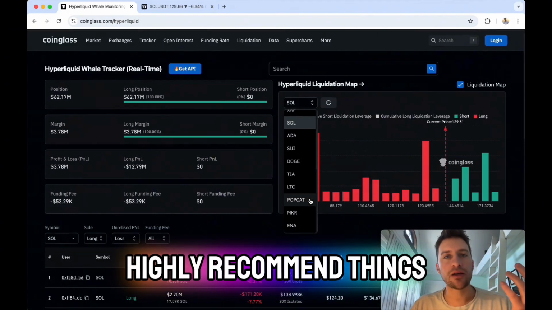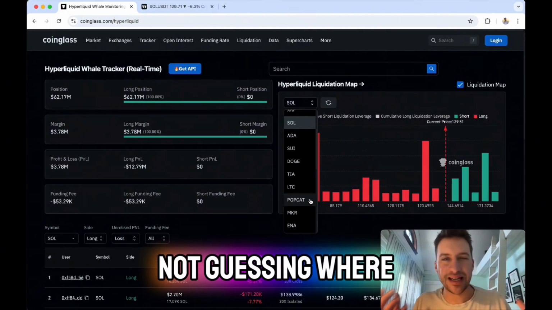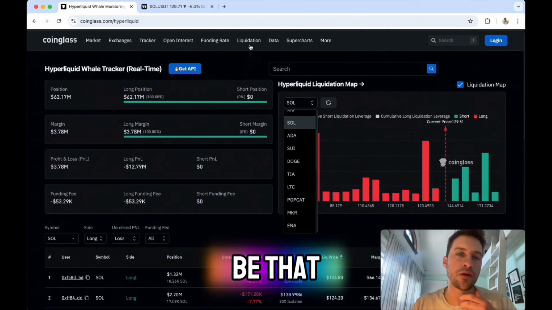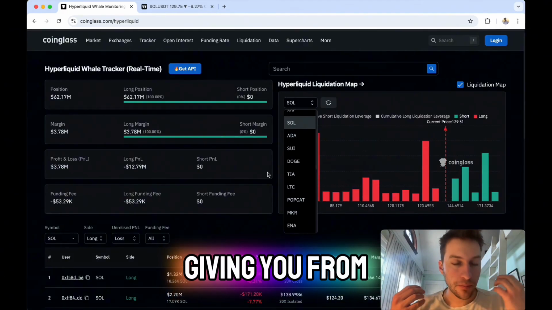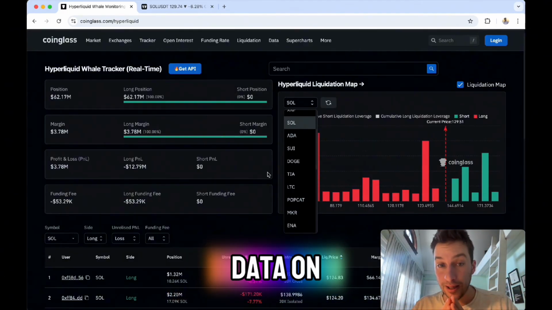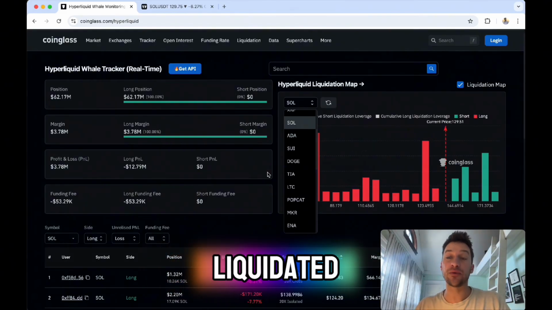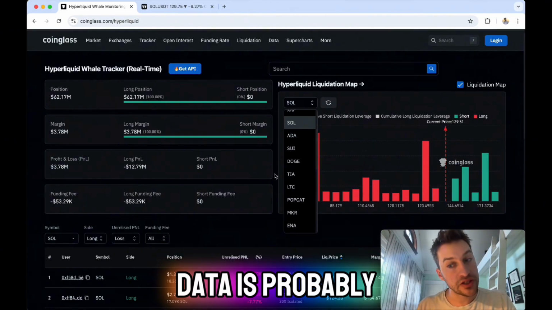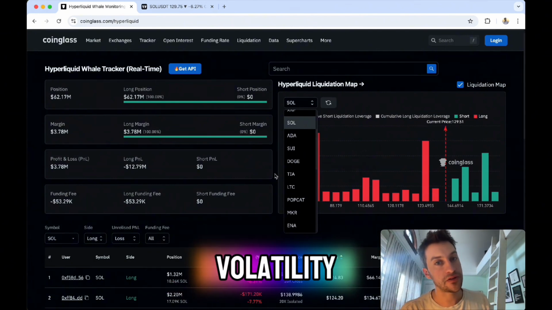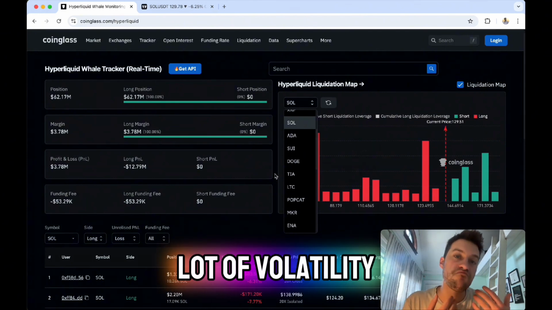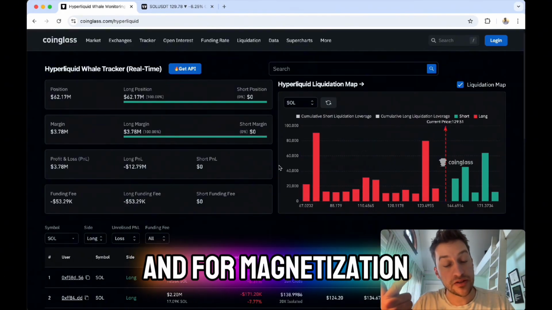I really highly recommend things like this because this is going to give you true alpha, because this is not guessing where people's liquidations would be. This is actually giving you, from Hyperliquid, exact data on, with current positions, where people will get liquidated. It tells you exactly where they get liquidated. The most helpful use of this data is probably not to look at it 90% of the time until there's a lot of volatility. When there's a lot of volatility, it's very, very good to look at because it's going to give you good levels for reversal and for magnetization.